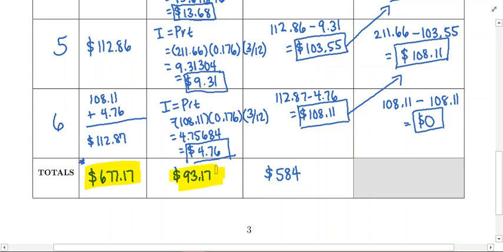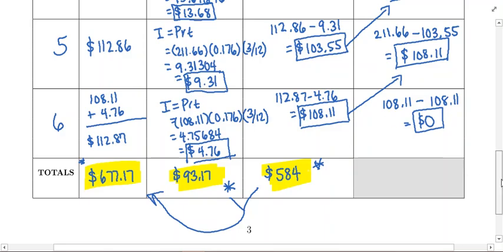Basically what happened here, you paid not $584 for the washing machine, but you paid a total of $677.17. That total paid off the $584 purchase price, which is right here, and it also paid off all the interest that accrued, which was $93.17. So if you add these two numbers, you get the total amount that you paid.